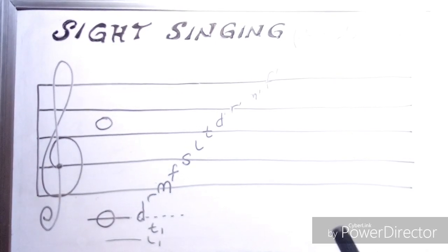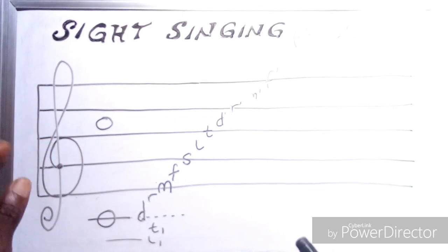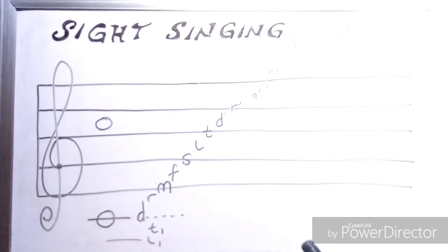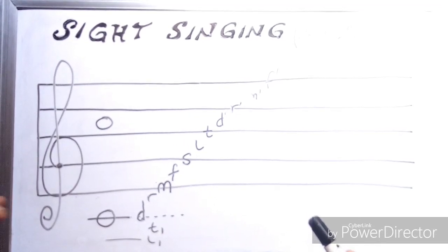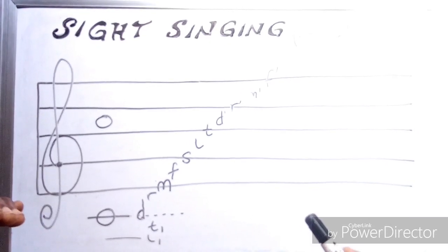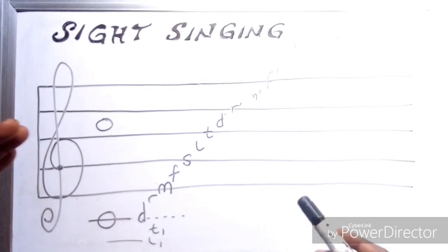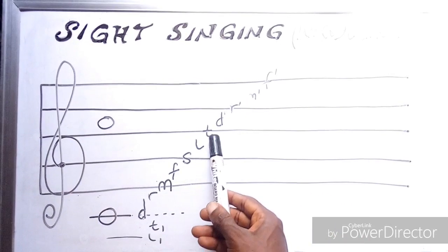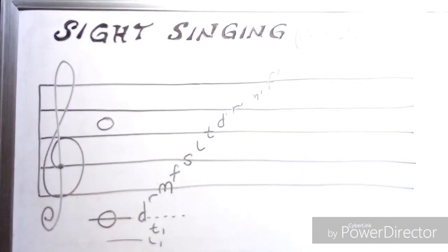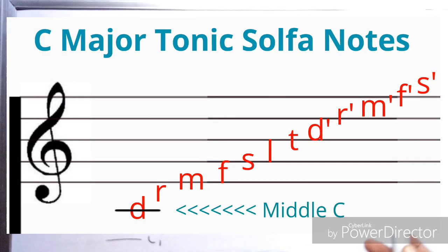So when you pick up a piece of music and there are no sharps or flats at the beginning, just know that it is in the key of C major. Then you locate your C, which becomes your Do, which is the tonic of your C major scale. And then from there, you get the other notes. As we have it here, Do, Re, Mi, Fa, Sol, La, Ti, Do, Re, Mi, Fa, like that, and so on and so forth.